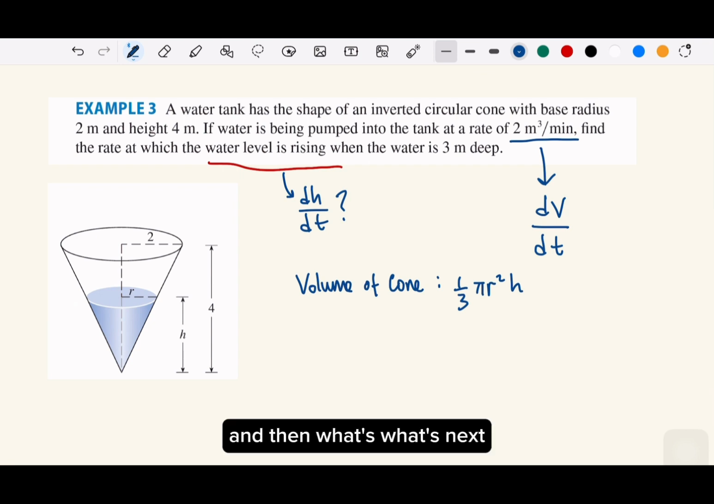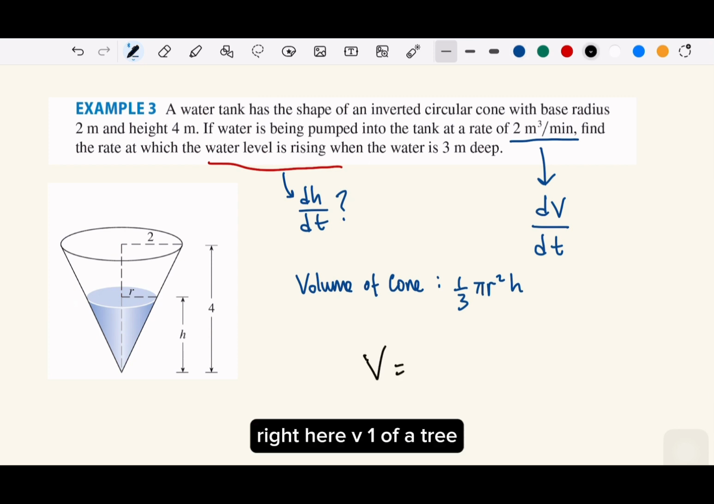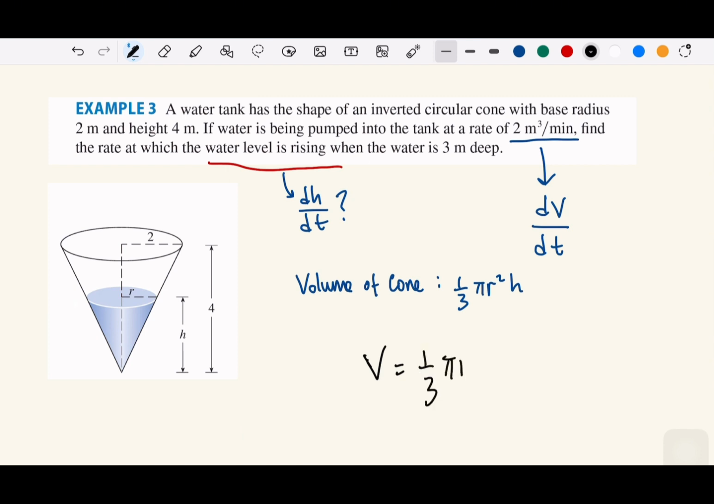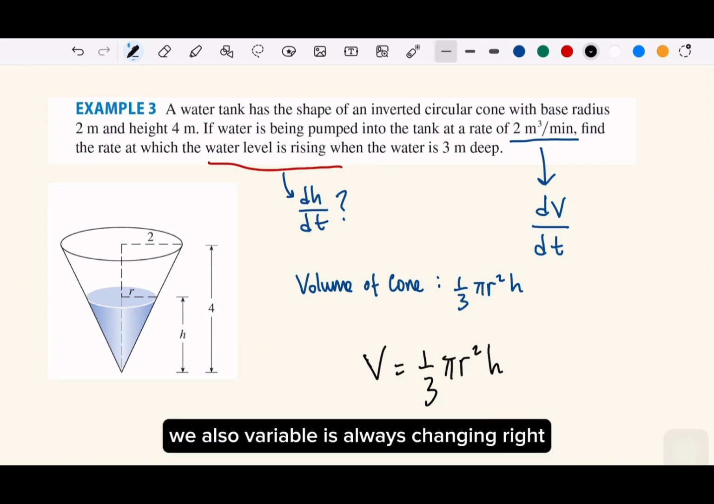And then what's next? Imagine that this is V. Let me write one more right here, V = 1/3 pi r squared h. R is variable, H is variable, V is also variable. It's always changing, right? It depends on R and H, and they are all variable.